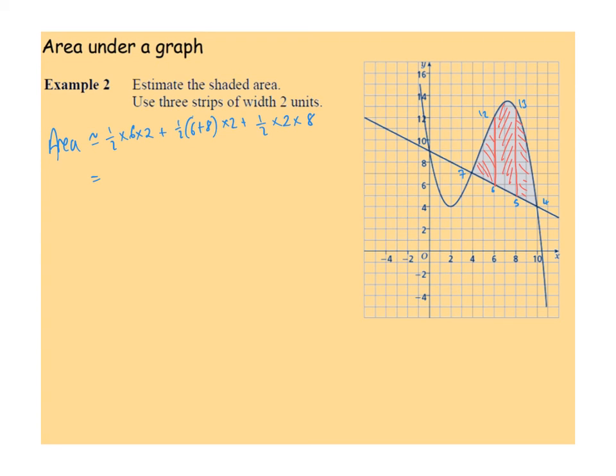And so I can work these all out. A half multiplied by 6 is 3, 3 multiplied by 2 is 6. 6 add 8 is 14. 14 multiplied by half is 7. 7 times 2 is 14. And half times 2 is 1. 1 times 8 is 8. So I get 6 add 14 add 8, which is 28 units squared.